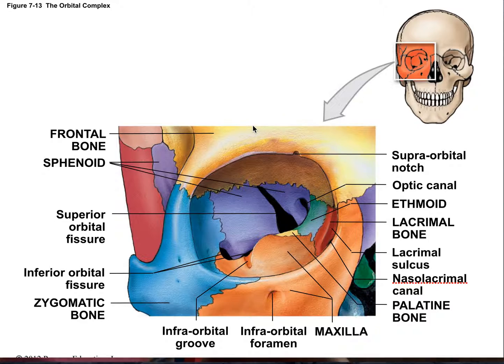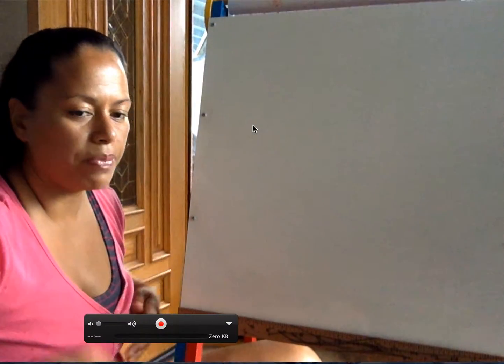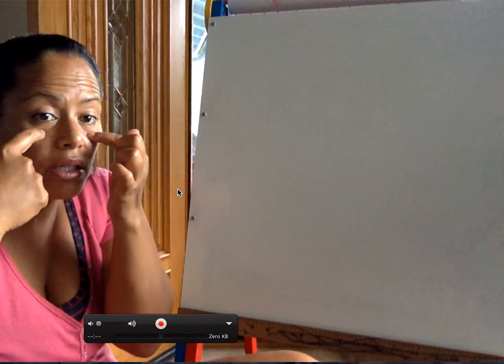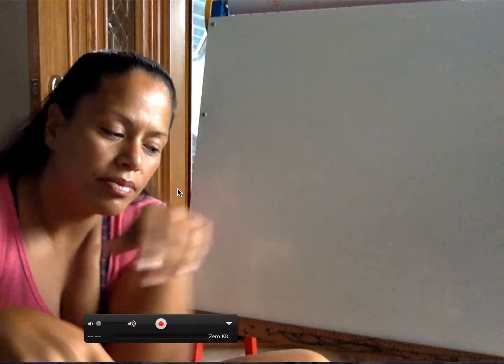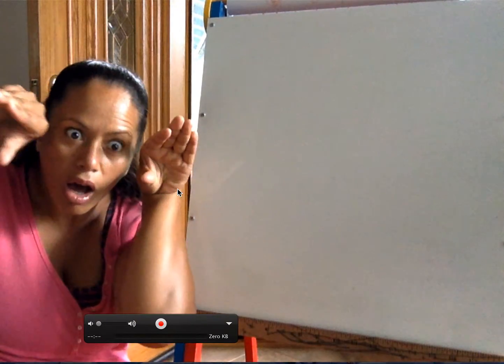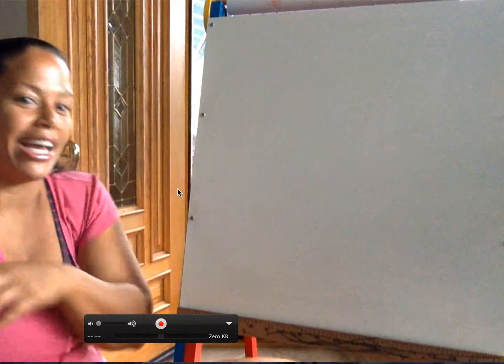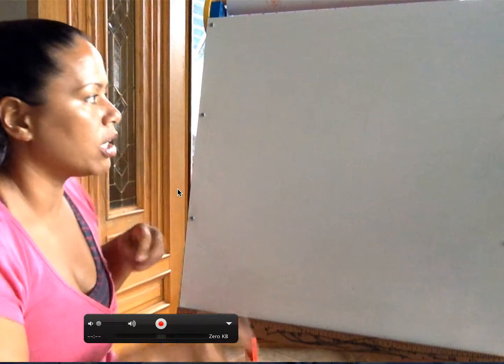Orbits, oh, I like this one. So this is how to remember. There are foramen on the outside and there are fissures on the inside. So what I do is I go, let's see if I can do this. Oh, I can't get it. Okay, it's hard to do on video, but this is what I'm talking about.